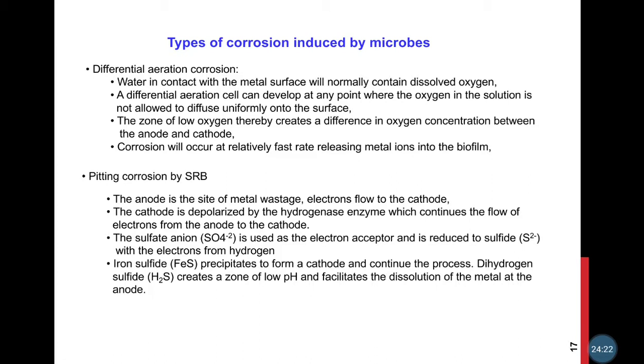Okay, a differential erosion cell can develop at any point where the oxygen in the solution is not allowed to diffuse uniformly onto the surface. Maksudnya bila keadaan oksigen yang ada pada surface tu dia tak boleh nak diffuse uniformly on the surface. Okay, the zone of low oxygen thereby creates a difference in oxygen concentration between the anode and cathode.